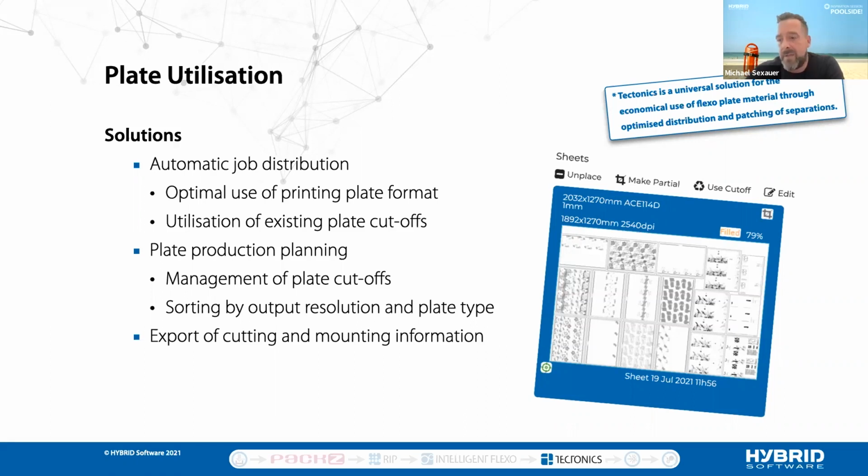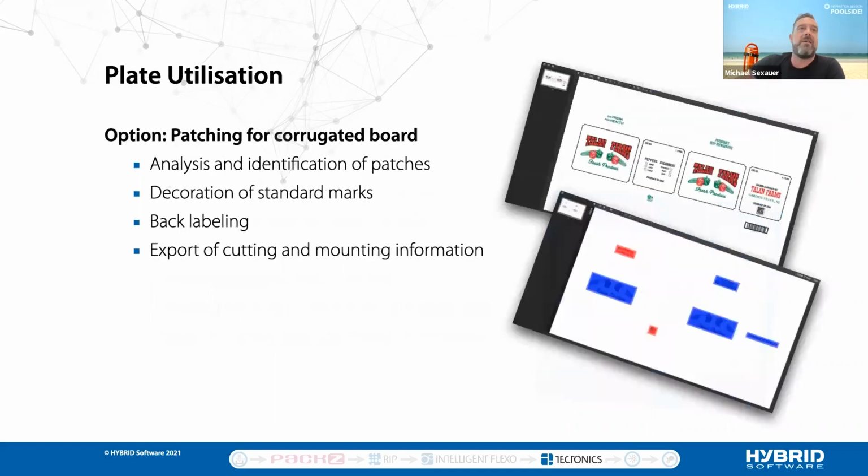And I don't know if the audience is also here for, let me say, corrugated board, but I just want to say one word because Tectonics has a little bit more functionality under the hood. Yes, for our audience working in the corrugated business, Tectonics also offers intelligent algorithms to identify the printing areas within a separation and split them into patches in order to save plate material. And I will show this also live here.